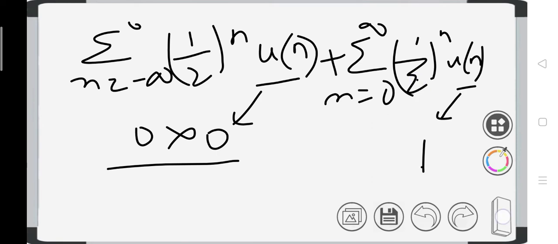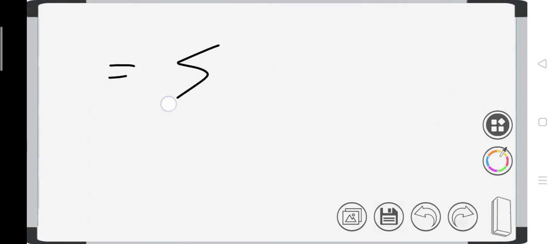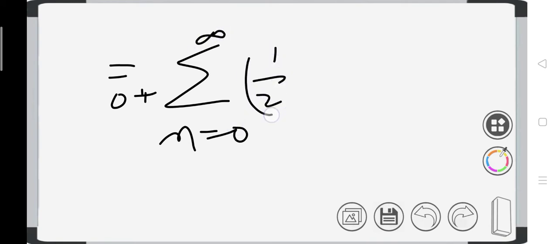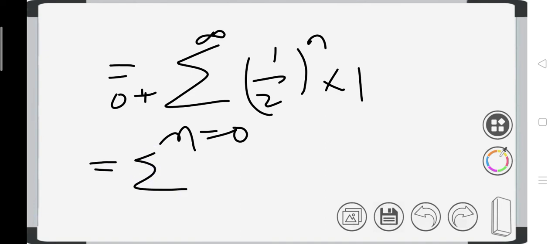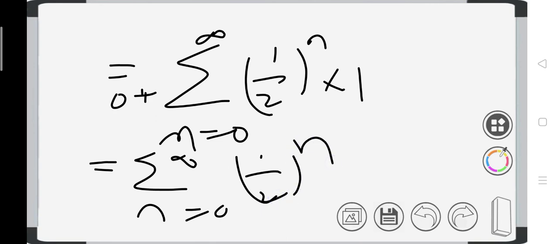So how we can write it, what is the equation we left over is 0 plus summation n equals to 0 to infinity 1 by 2 whole power n into 1. The u of n value for positive values is 1. So this is what we left over in the equation. So we have to expand this summation, n equals to 0 to infinity 1 by 2 whole power n.